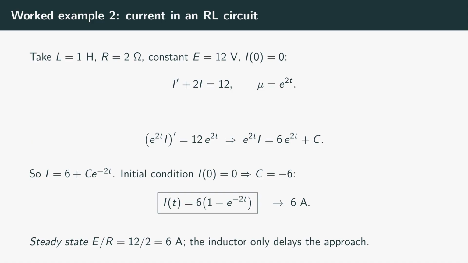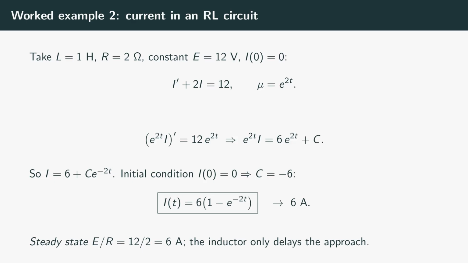Let us solve a concrete circuit. Take an inductance of 1 Henry, a resistance of 2 ohms, and a constant battery voltage of 12 volts, with no current flowing at time 0. The standard form is I prime plus 2I equals 12. The integrating factor is e to the 2t.